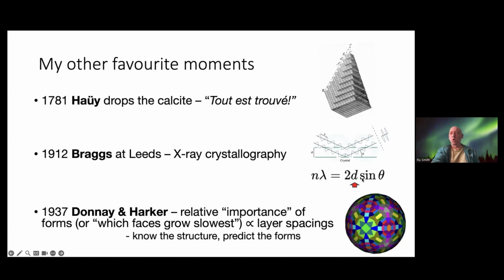You could actually work it out from theory to some extent, which they talk about a lot in that paper. But you can just measure them now when you know what that spacing is. So the ones with the smallest spacings are the directions that grow the quickest. And as we'll see later, the ones that grow the quickest give you the smallest faces or no faces at all. So if you know the structure, you can predict the forms.